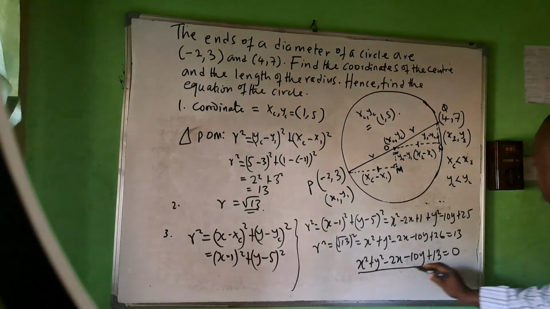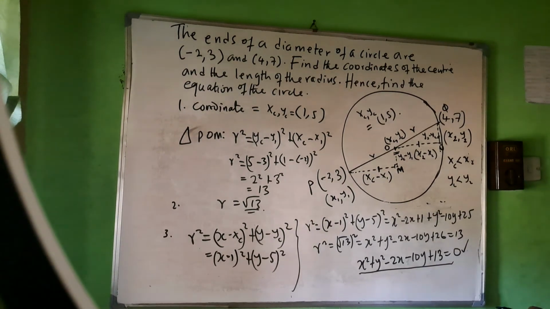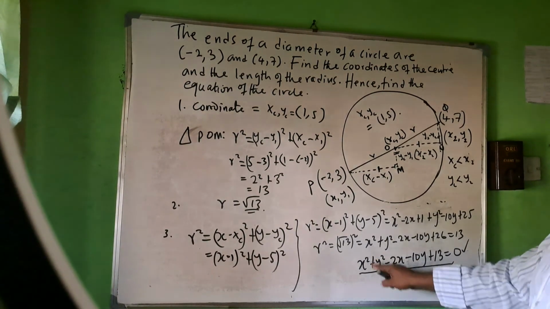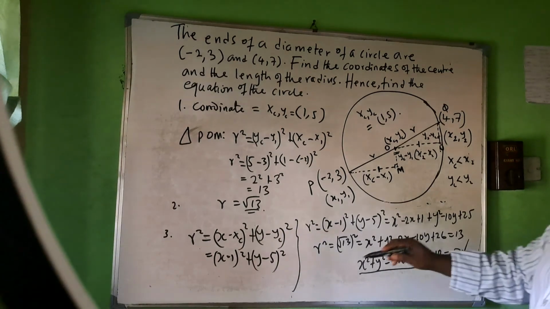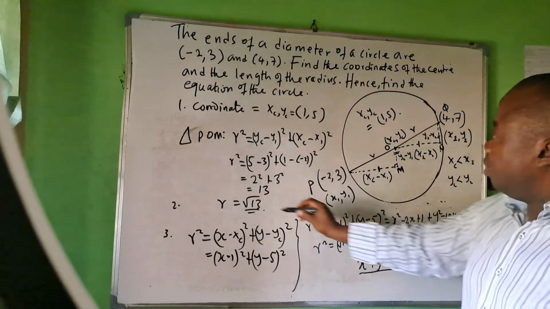So this becomes the equation of the circle. Okay, this is the equation of the circle, radius and coordinates.